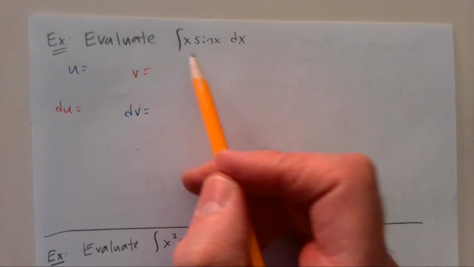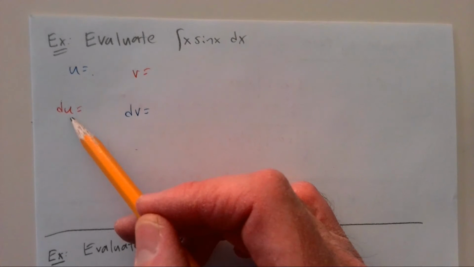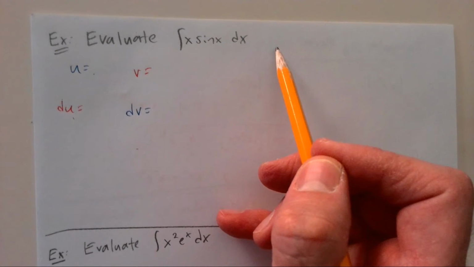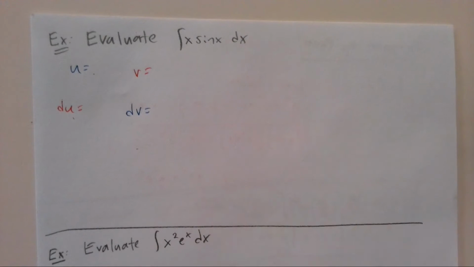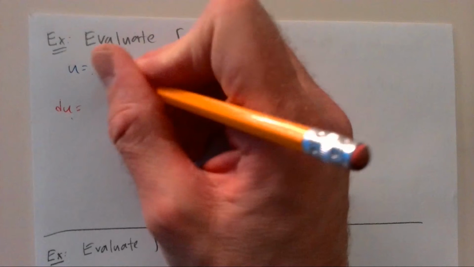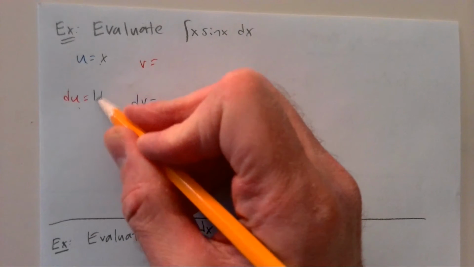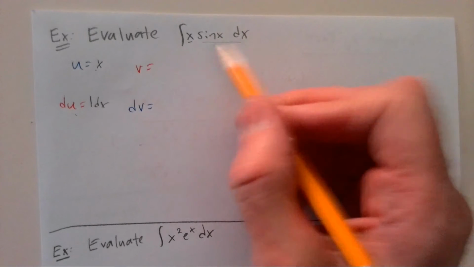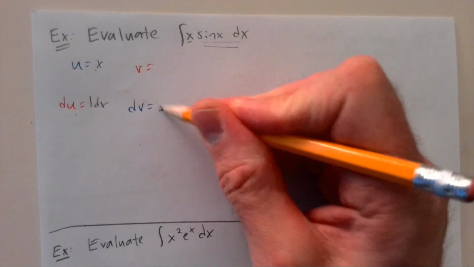So here it seems like if u was x, when I take that derivative I get a constant, and that's good, because then down the line I will have fewer functions multiplying together. So I'm going to let u equal x. The derivative of that would be 1 dx. So that takes care of x. Now the remainder here has got to be dv. dv is going to be sine x dx.